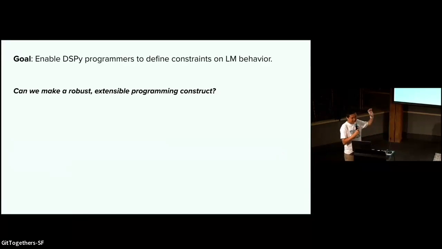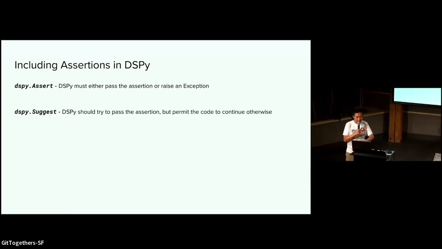So our goal here is to enable DSPy programmers to define constraints inside the DSPy program. And we want to make this a very robust, extensible programming construct instead of manually adding sentences to the prompt. So we want to introduce assertions in DSPy. We have two kinds of assertions. One is a harder assertion, DSPy assert. Another one is a softer assertion called suggest.